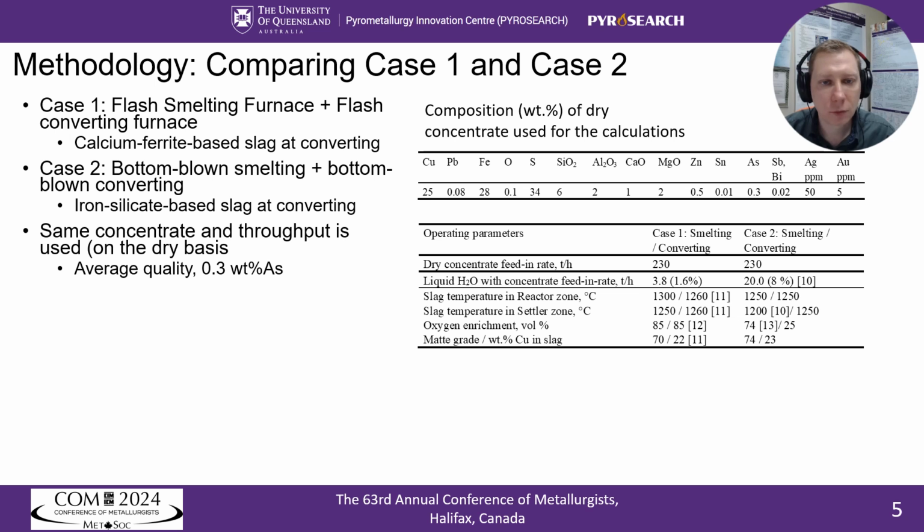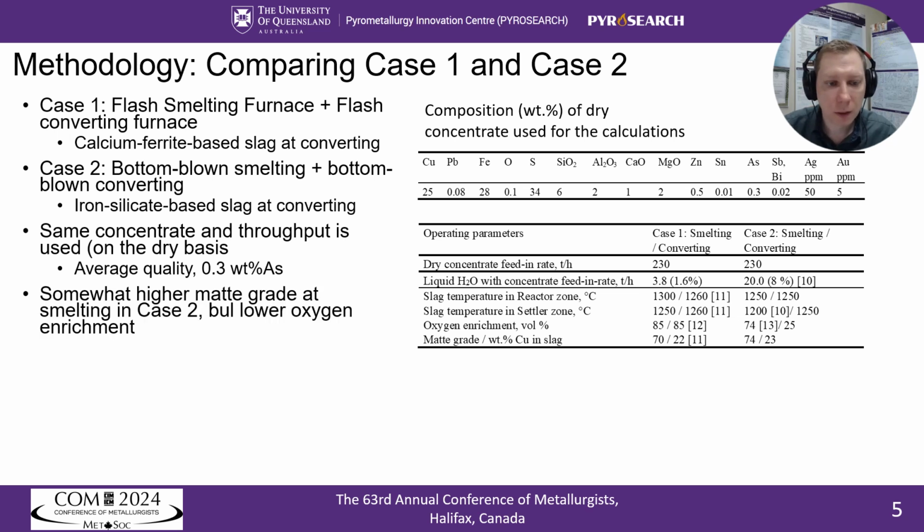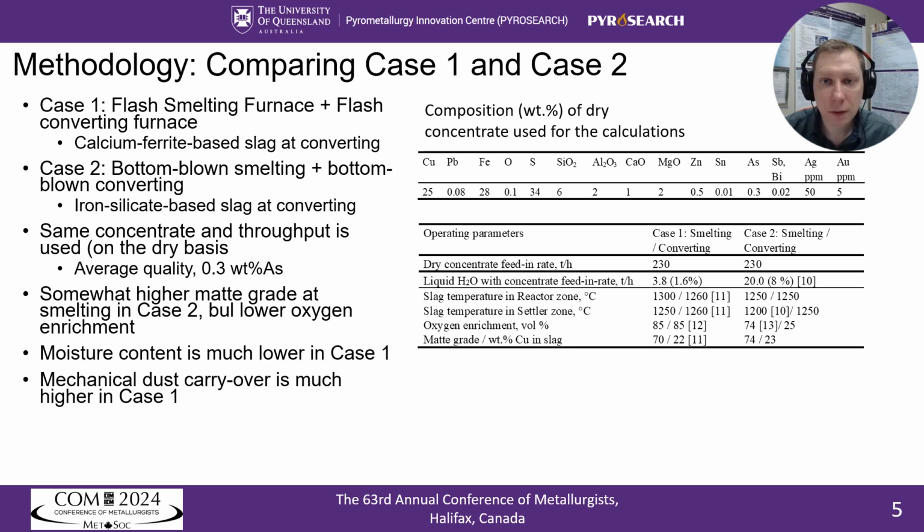The operating matte grade in case 2 is reported to be a bit higher compared to case 1, but the reported oxygen enrichment is a bit lower. An important difference is that much lower moisture content is required for the operation of flash smelting furnace in case 1. Concentrate drying requires capital investment and operating cost, which was outside of the scope of the present study.